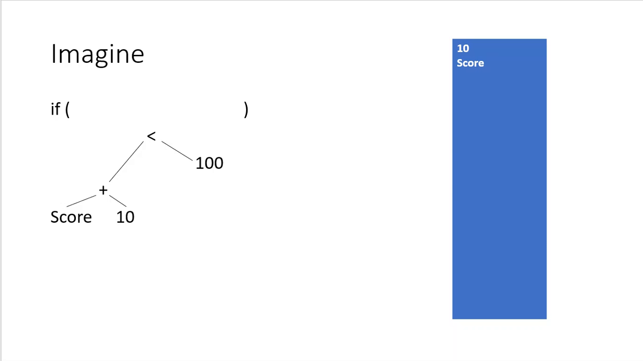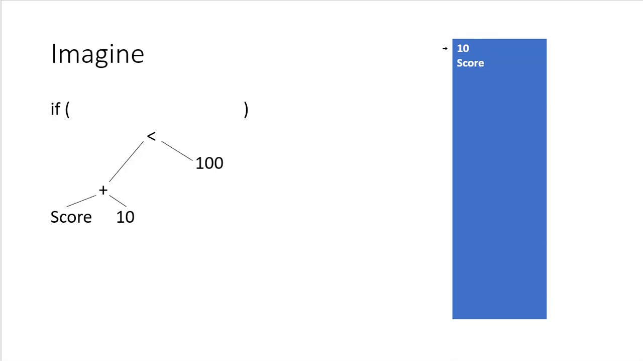So we pop out score, or actually we pop out the 10 first, because that's on the top of the stack. That's going to go in maybe a temporary variable. We pop out score into a register, like the accumulator, AF or A, whatever it is in Z80 or x86 land. I'm a Z80 guy.